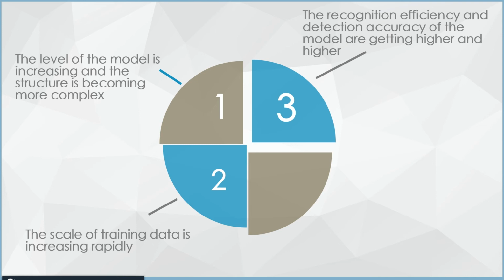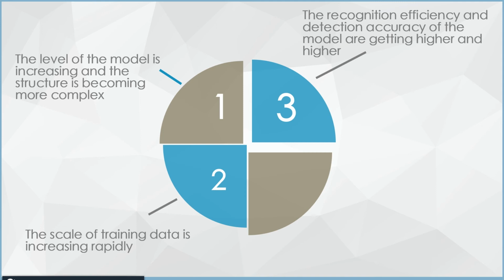The third one is that the recognition efficiency and the detection accuracy of the model are getting higher and higher. With the continuous development of deep learning models, the efficiency and accuracy of image recognition have already been greatly improved. But the model recognition efficiency and detection accuracy, although constantly improving, still have a long way to go.